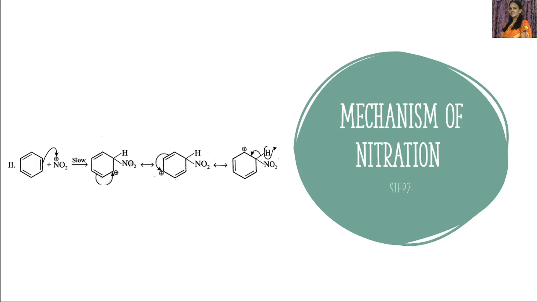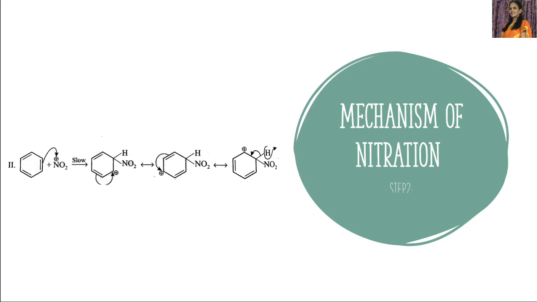So due to this type of delocalization, what happens? More resonance structures arise, and as the number of resonance structures increases, the stability of this particular species also increases. So like this, we get 1, 2, 3 resonance structures. These structures are known as sigma complex. In this sigma complex, a new sigma bond is formed between one of the carbon atoms and this NO2 group.